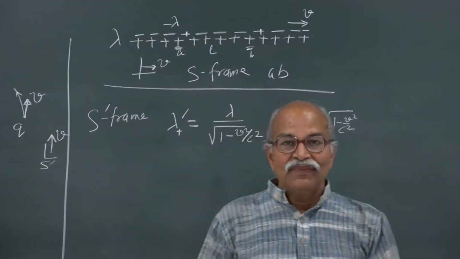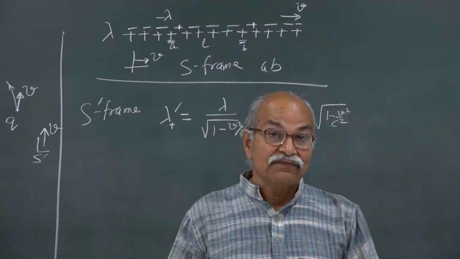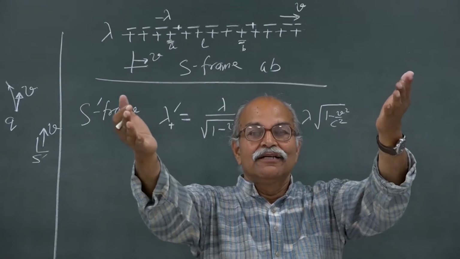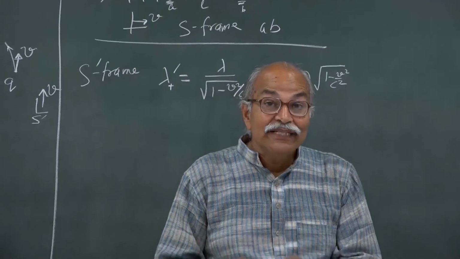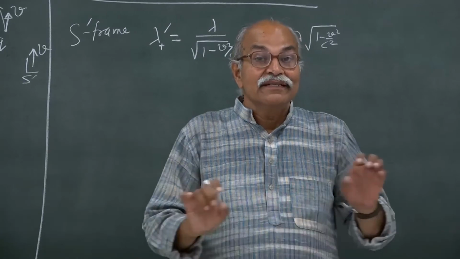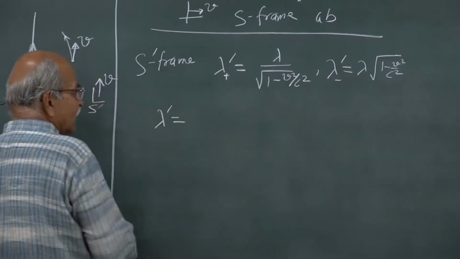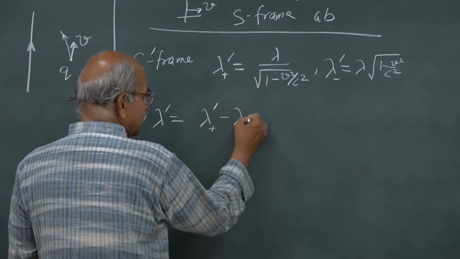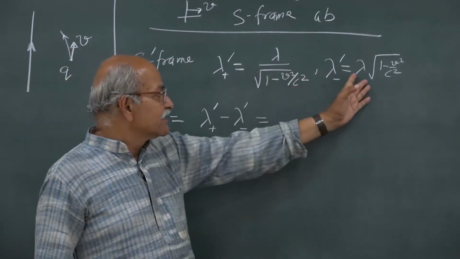In S frame, the two charge densities had equal magnitude, one positive, one negative. The whole system was uncharged, and therefore there was no electric field. Now, in this frame, the charge densities are not equal in magnitude, hence you will have a positive resultant charge density, and that will be lambda prime, and lambda prime will be lambda plus prime minus lambda minus prime, this positive charge density here and this negative charge density here.